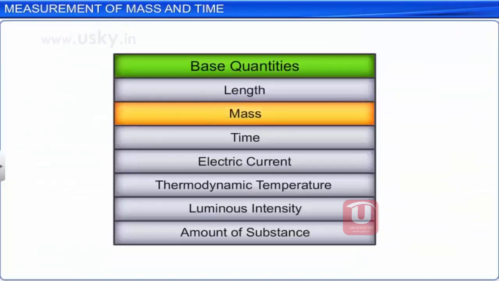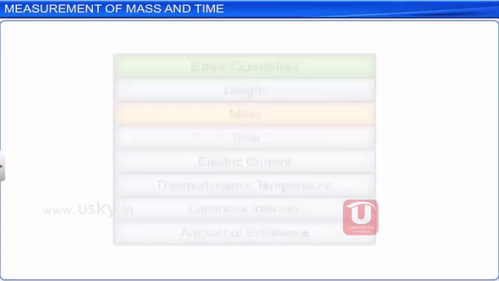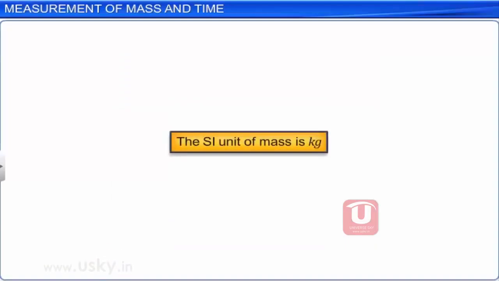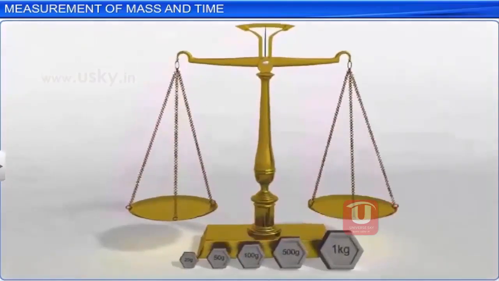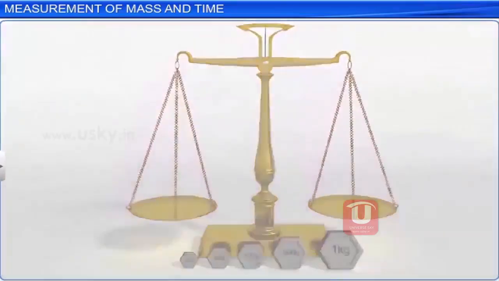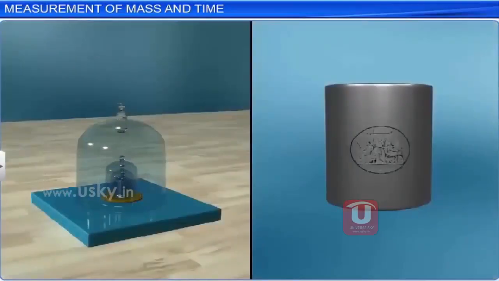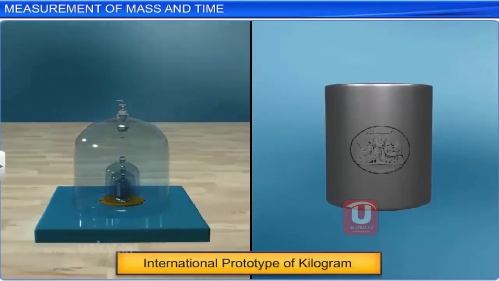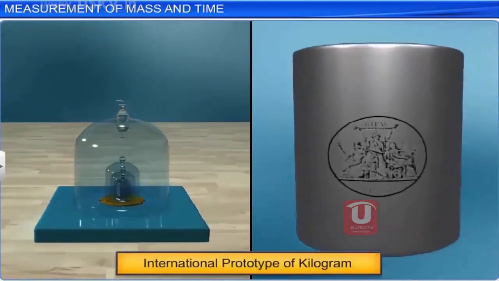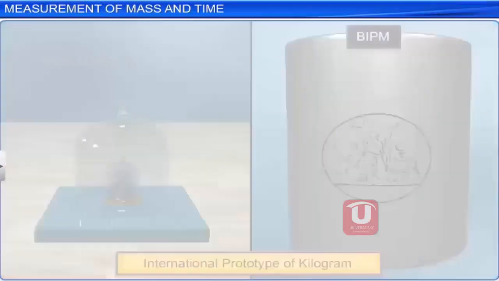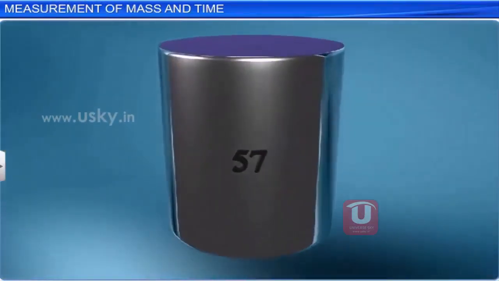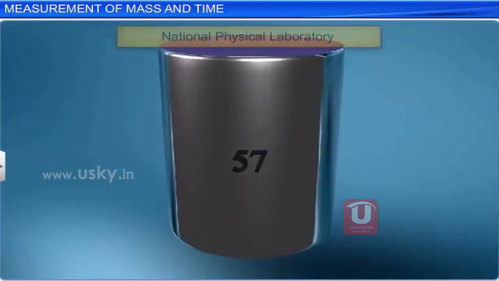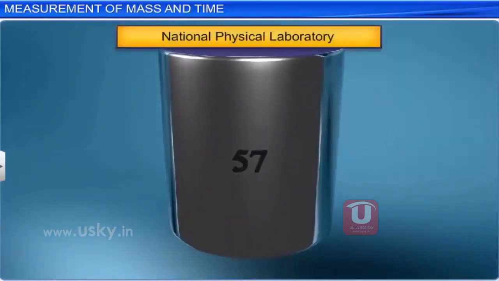Mass is the basic property of matter and a fundamental unit of measurement, since its measurement does not depend on any other physical quantity. The SI unit of mass is kilogram, denoted by small letters kg. We observe the standard kilogram weight used by different shopkeepers. But the prototype of the standard kilogram is supplied by the International Bureau of Weights and Measures, BIPM. The copies of the standard weight are available worldwide, including National Physical Laboratory in India for standardization of mass locally.